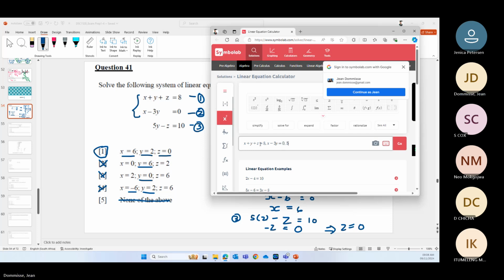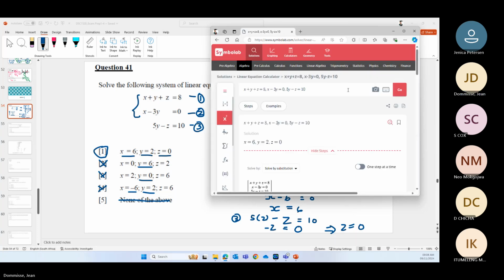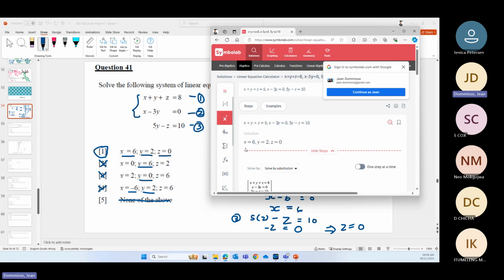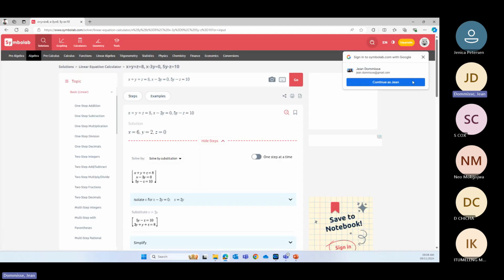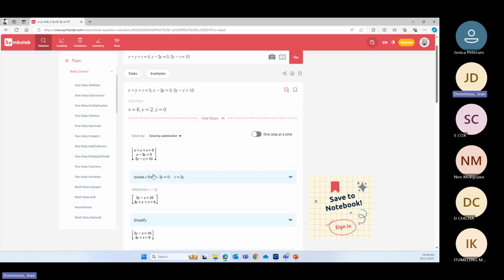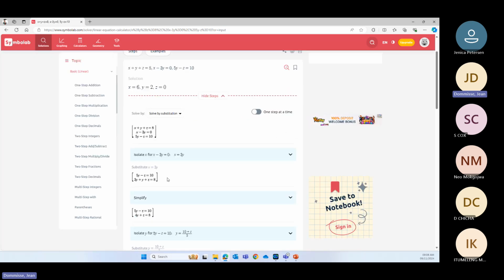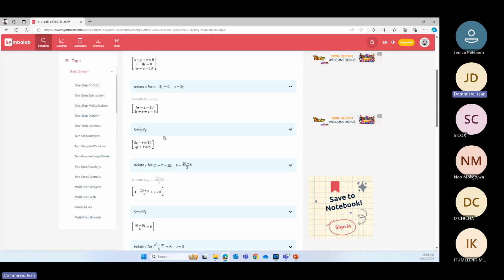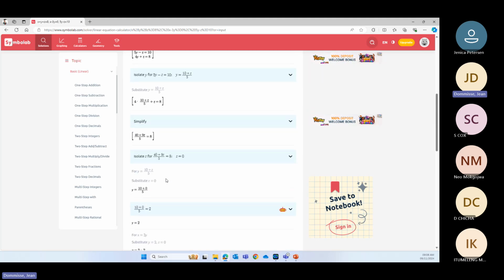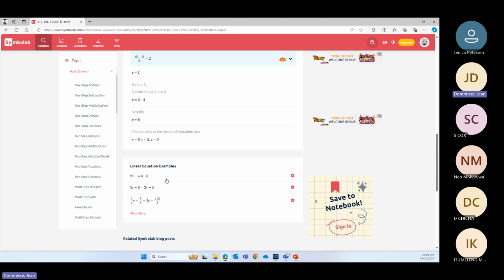So if we quickly put that in, and there you can see the answer as well. So it's exactly the same. And then, as you see, they show us exactly all the steps to work it out.